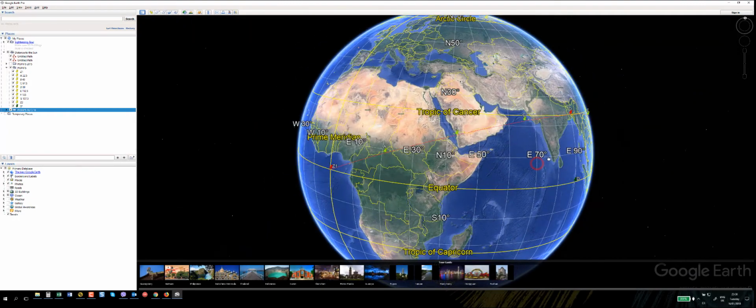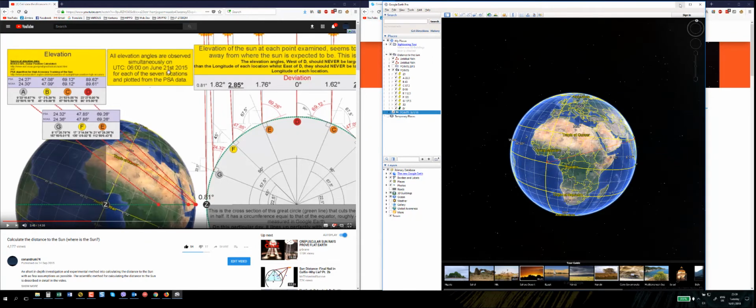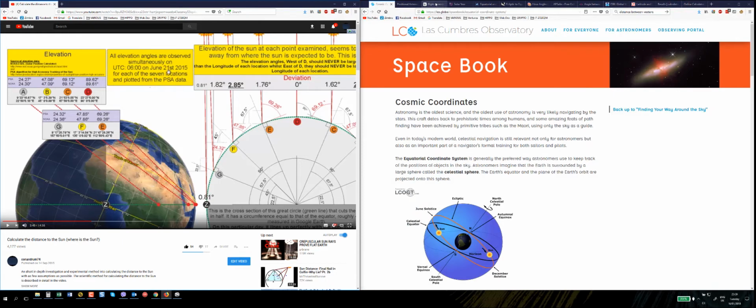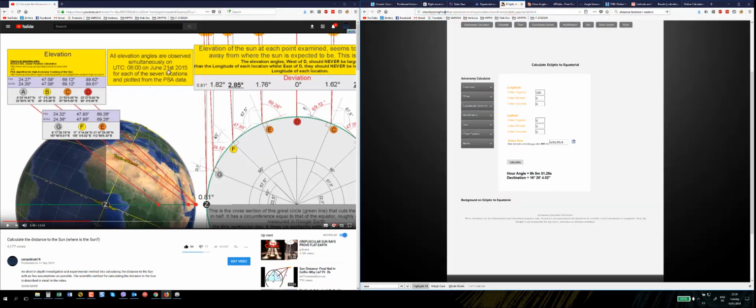So how did I arrive at these points? Okay, I will show you the method. Of course, I had to jump through some hoops in order to get these points. But there are a couple of calculators online that you can use that convert between equatorial and ecliptic coordinates. One of them is the Frosty-Drew organization, frostydrew.org, and the other one is clearskytonight.com. They both have calculators that you can use.